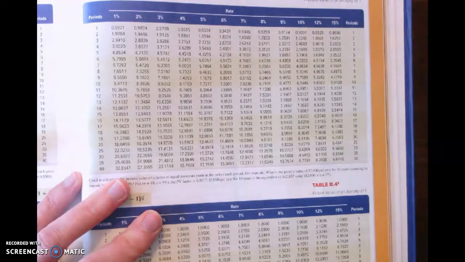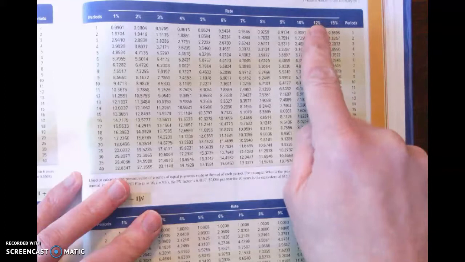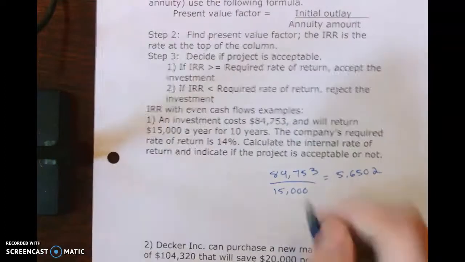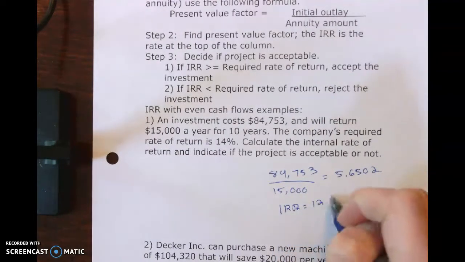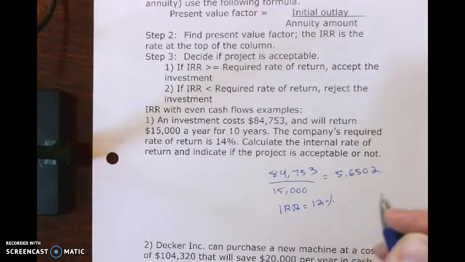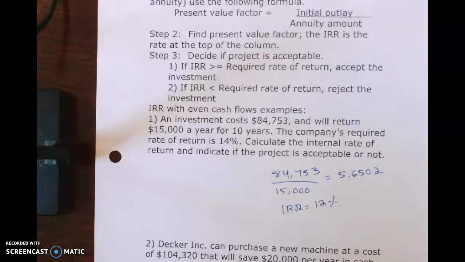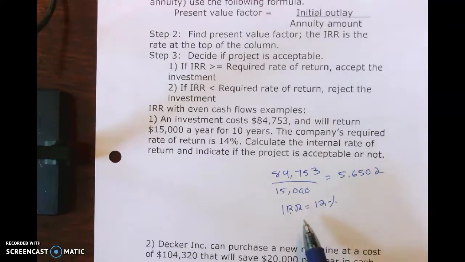So that's the way we do that. We just look in our present value of annuity table, we find the factor, and then we look up at the top and we find the internal rate of return. Remember, we identified our internal rate of return is equal to 12%. So the question is, do we want to accept this project? Well, remember, our internal rate of return equates the present value of our cash inflows to the present value of our cash outflows.